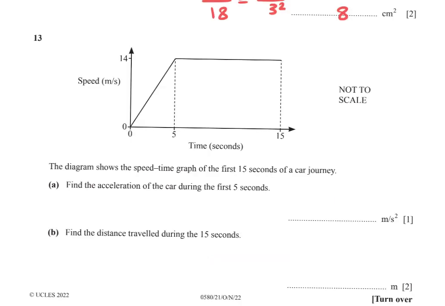Number 13. The diagram shows the speed time graph of the first 15 seconds of a car journey. Find the acceleration of the car during the first 5 seconds. You have a speed time graph. How to find the acceleration? It's 14 divided by 5, rise over run. So 14 over 5, which is 2.8 meters per second squared.